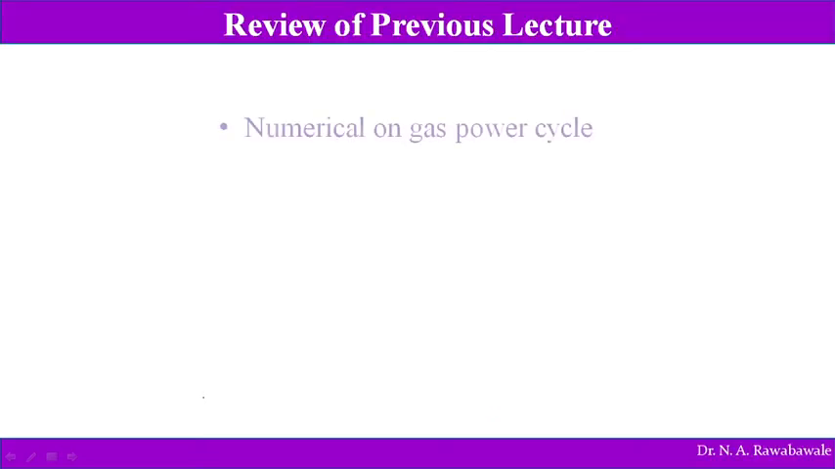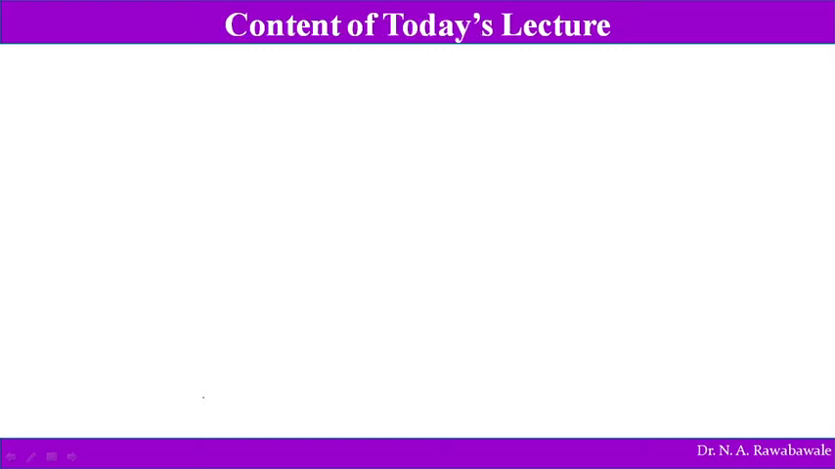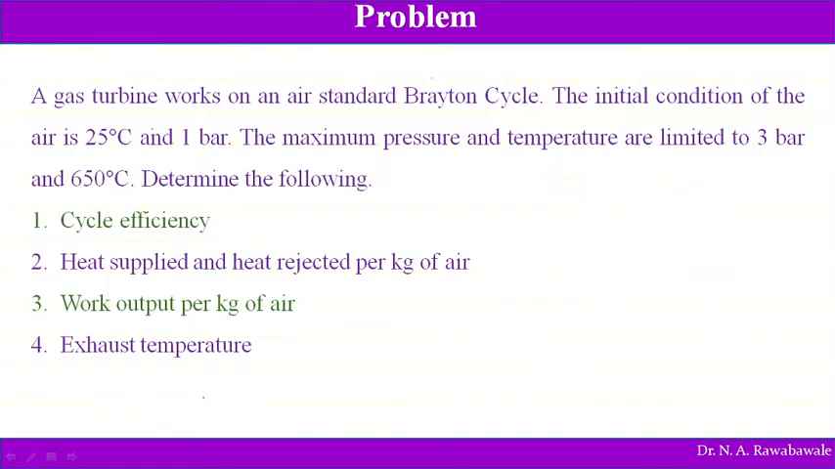In the previous lecture, we discussed a numerical on a gas power cycle, that is, the Stirling cycle. So today we will discuss a numerical on the Brayton cycle. So here there is one problem.